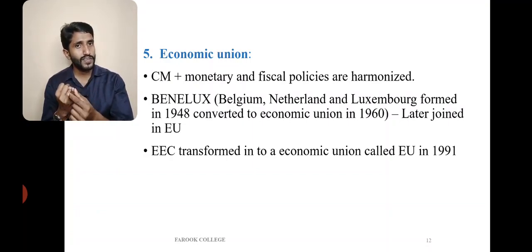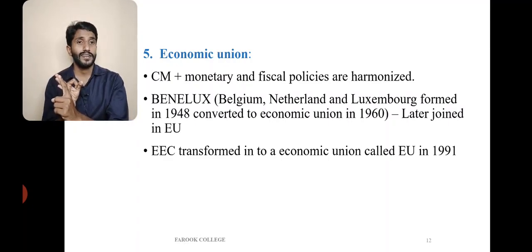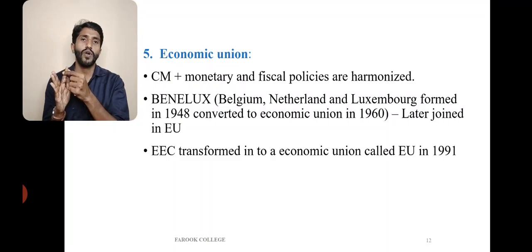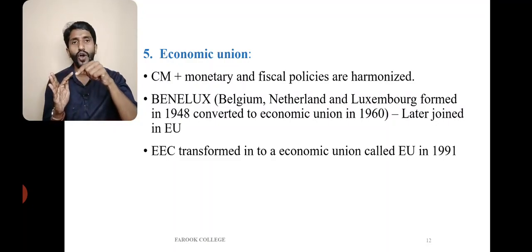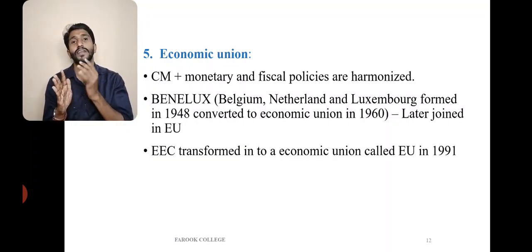Among the members, no trade barriers. Non-members, there is a common external policy. Then there is a free flow of labor and capital among the members. So these three criteria will be there in a common market. Along with that, monetary and fiscal policies are harmonized. There will be the same monetary and fiscal policy in all this region or all these countries. Then we can say that it is an economic union.